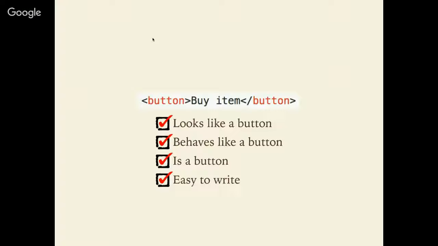And this looks like a button because we used the button element. It behaves like a button because, hey, we used the button element. It is a button because, again, we used that button element. And it's very easy to write because it's just button as an element, then the words buy item, and then closing the tag. So we should all just really use the button element for buttons.